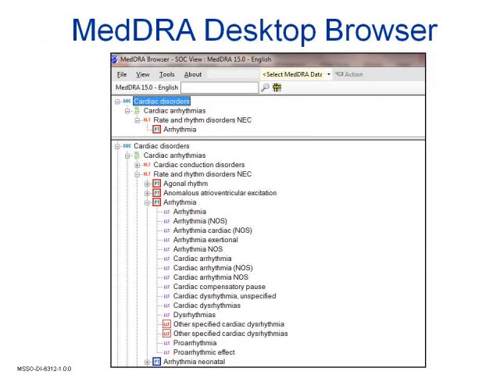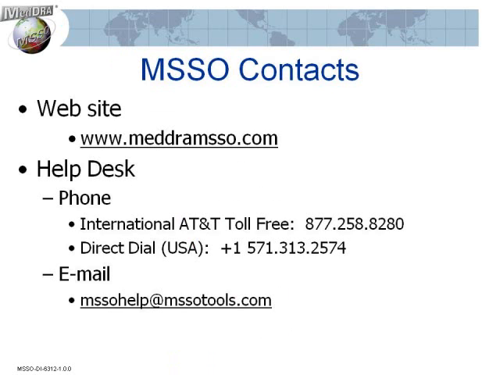This is a screen snap of the MedDRA desktop browser showing hierarchy of the PT arrhythmia and equivalence of LLTs associated with it. You see the SOC cardiac disorders: HLGT, cardiac arrhythmias, HLT, rate and rhythm disorders not elsewhere classified, and the PT arrhythmia has been expanded to display all LLTs associated with it. 2 LLTs are flagged in red, non-current LLTs.